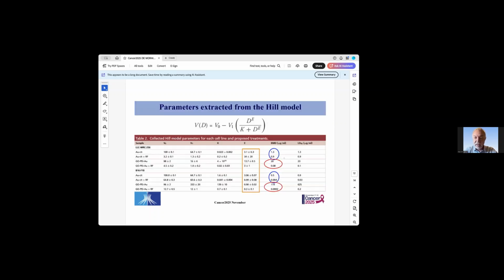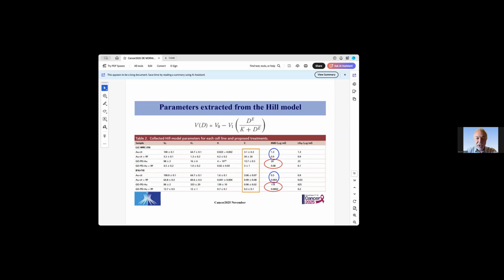And I collected this here just to show you some examples. So we have the first cell line, the Walker cell line, on the upper part of this table, and the B16F10 cell line on the lower part. So we can extract all the parameters like V0, V1, K, and E. I would like first to concentrate on the hue exponent here, or hue parameter.